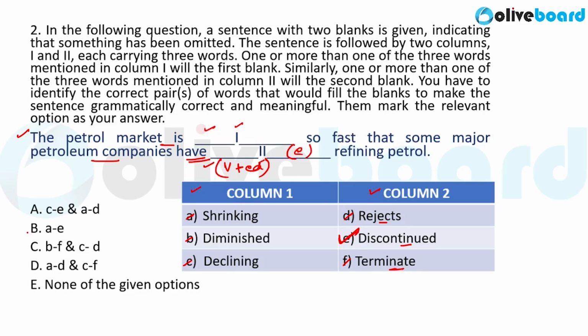Now, if you go through the options, option B mentions that A, E must be a combination that fits in these given blanks. So, the sentence reads, the petrol market is shrinking so fast that some major petroleum companies have discontinued refining petroleum. That is, they have stopped refining petroleum.